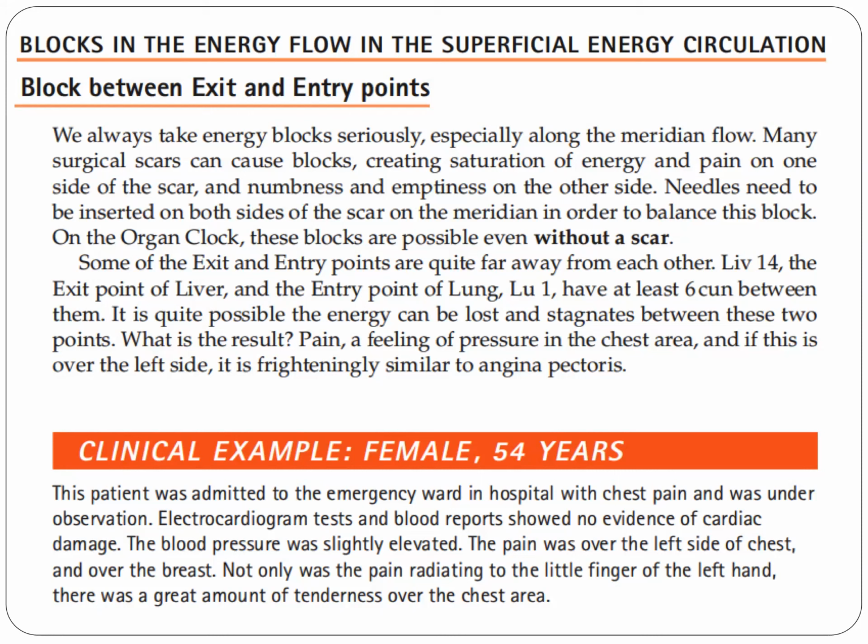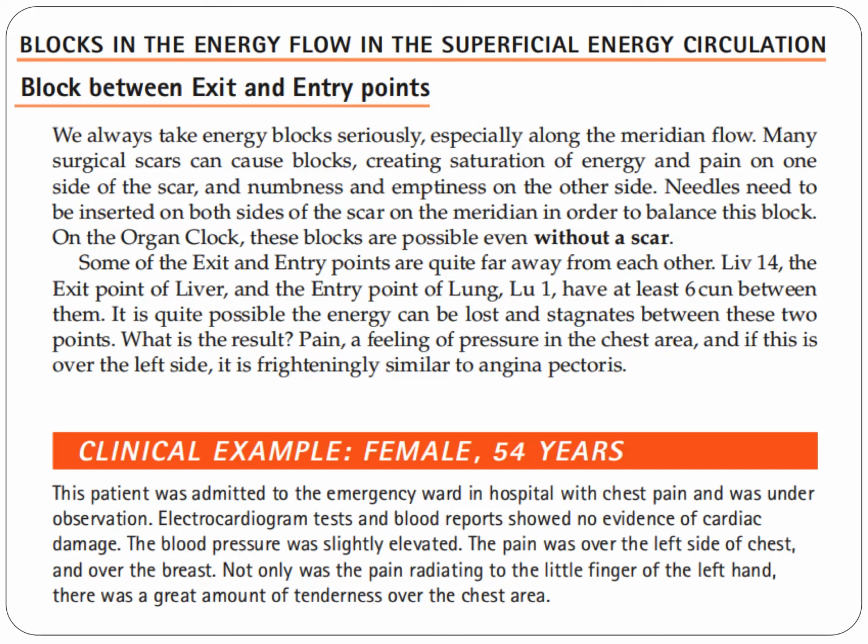Some of the exit and entry points are quite far away from each other. Katulad ng liver 14, the exit point of liver and the entry point of lung, yung lung 1, have at least 6 cun between them. It is quite possible the energy can be lost and stagnates between these 2 points. And then what is the result? There is pain, a feeling of pressure on the chest area, and if this is over the left side, it is nakakatakot, similar to angina pectoris.